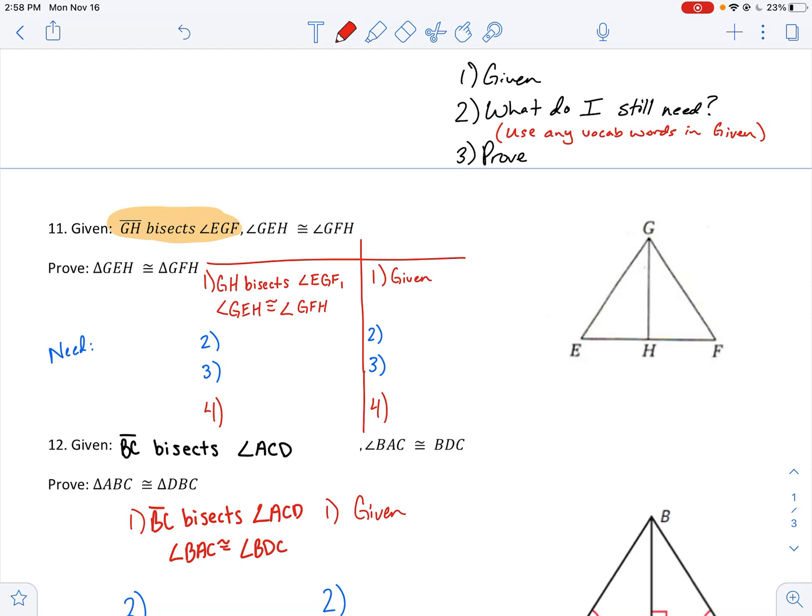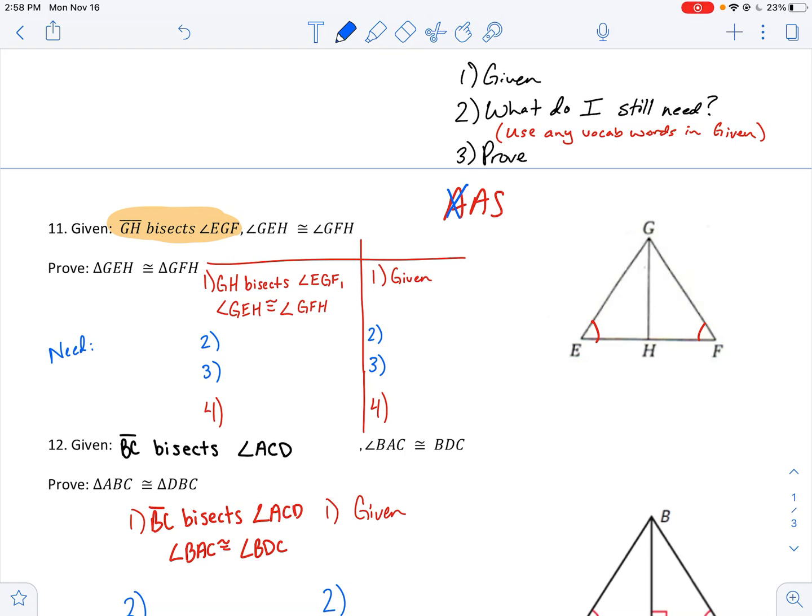So first thing I do is I look at the figure. I've got GH bisects EGF. Okay, I'll keep that in the back of my mind for later. I have GEH is congruent to GFH. That's given. If I'm going to try to prove this by angle, side, what do I have? I have an angle. I need an angle and a side.